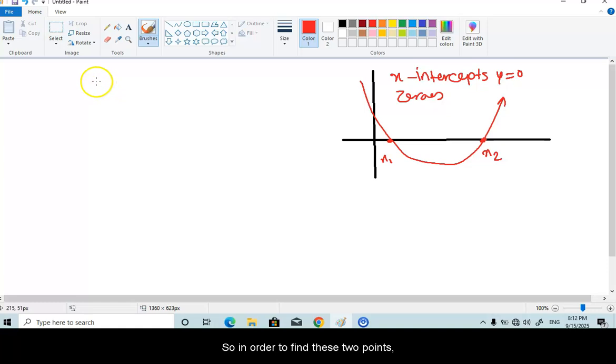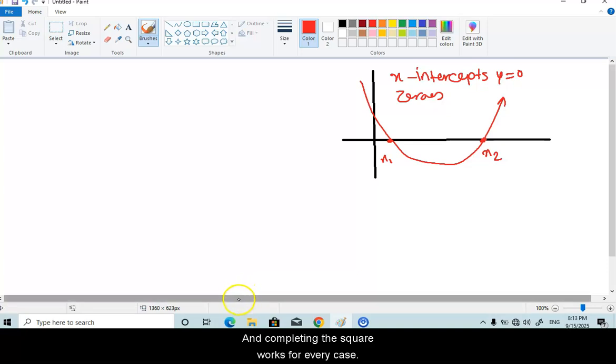So in order to find these 2 points, there are different ways. There's no first, second, or third. If I want to just put them in random order, it would be factoring, completing the square, and using the quadratic formula. Quadratic formula and completing the square work for every case. So if the question doesn't specifically tell you to factor or do anything specific, you can use completing the square and the quadratic formula for all the cases.